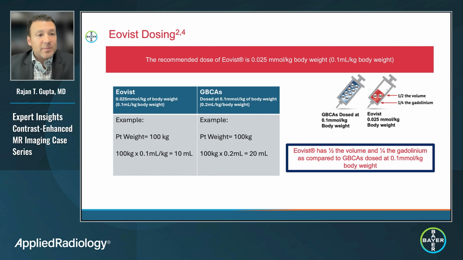So looking at the following example, if we have a patient who weighs 100 kilograms, their dose of EOVIST would be 10 milliliters. In comparison, for a gadolinium-based contrast agent dosed at 0.1 millimoles per kilogram of body weight or 0.2 milliliters per kilogram of body weight, that patient who is 100 kilograms would receive 20 milliliters of extracellular gadolinium-based contrast agents. So in this particular case, EOVIST has half the volume and a quarter of the gadolinium as compared to the gadolinium-based contrast agent seen in the second box.